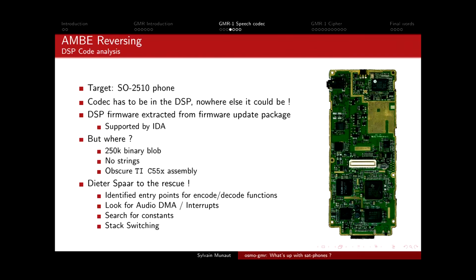And the way he found that, essentially, at least from what I remember, is that you look at what a codec would use, and of course, it's going to access the audio path, so you can look at the audio DMA setup and audio DMA interrupts. You can also look for constants that are used in the codec. For example, I said that the frames are 80 bits, so you can look for the constant 80 somewhere in the code. It will produce, I think, 160 audio samples per frame decoded. So you can look for the constant 160, that kind of stuff.